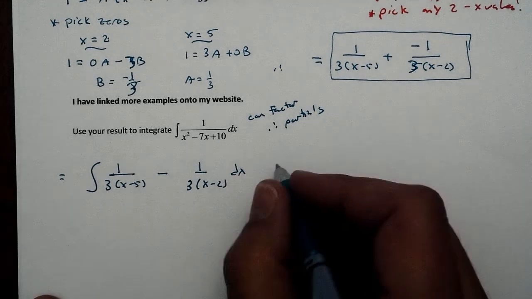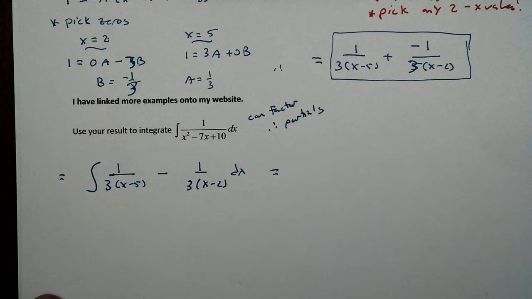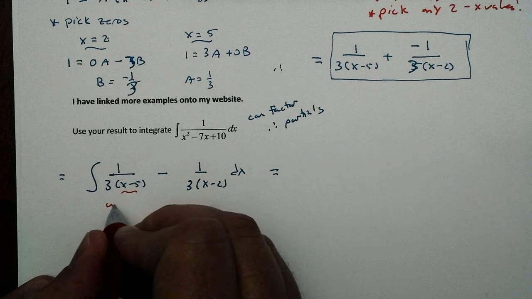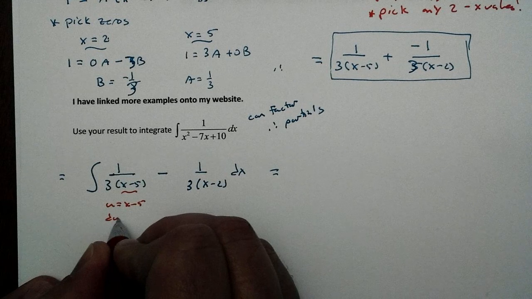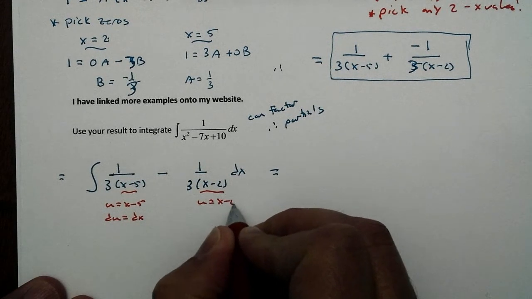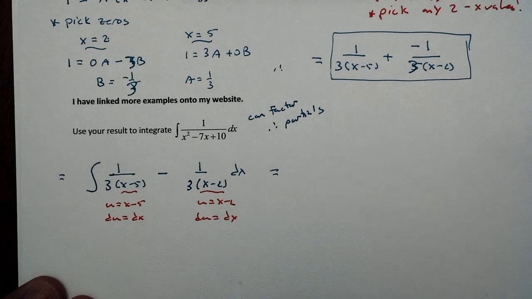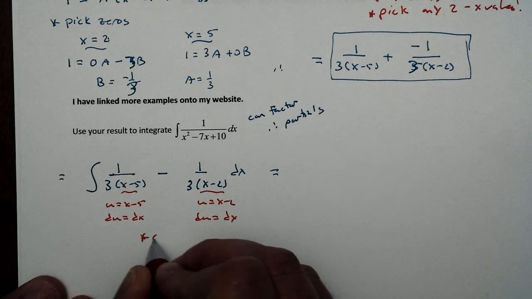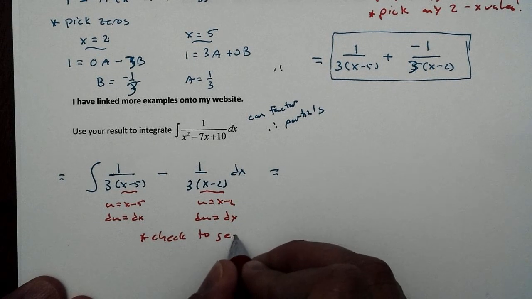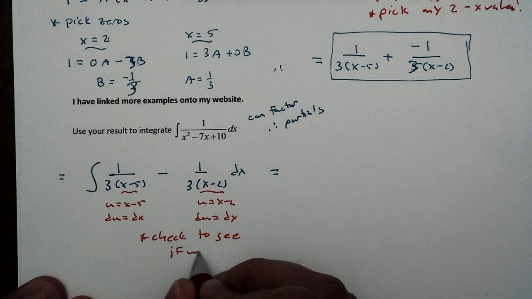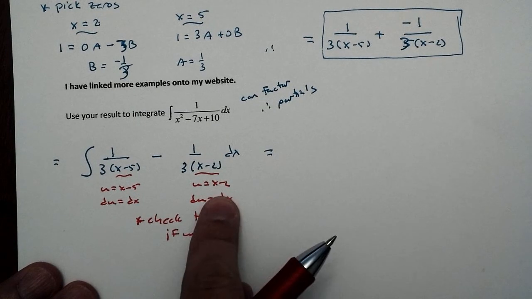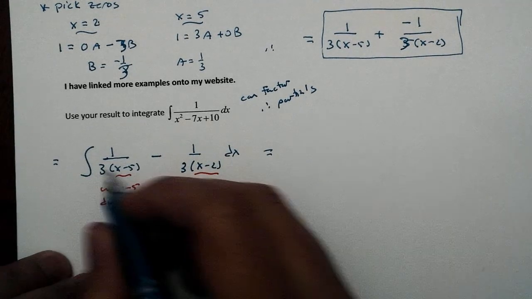All right, so now I can integrate this. Well, when I integrate these, this should look a little familiar. This is our u substitution. That's going to be my u, is going to be x minus 5, du is dx. Over here, my u is going to be x minus 2. My du, again, would be dx. You want to check to see if you have to divide by anything. But since I'm not, they're just dx's. This is okay. So now I can go straight to my answer.